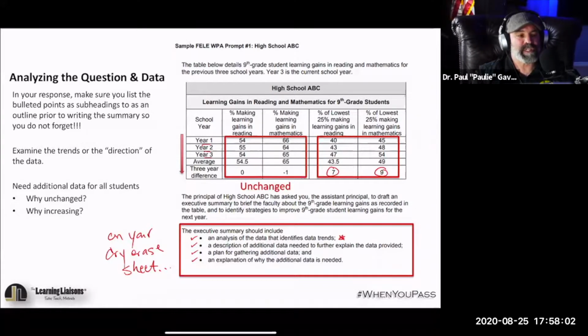So the next question is, and keep it there, please, Dr. A. It says a description of additional data needed to further explain the data provided.